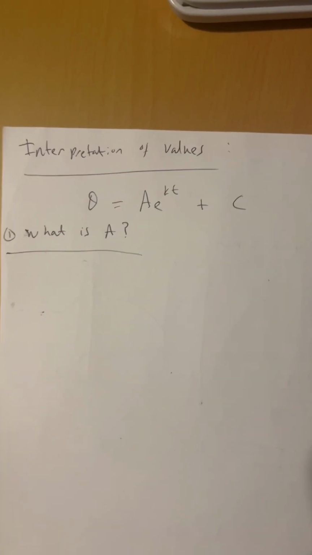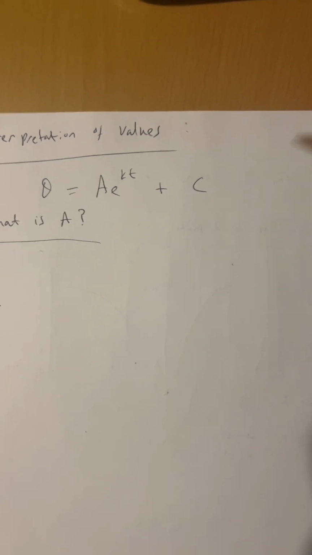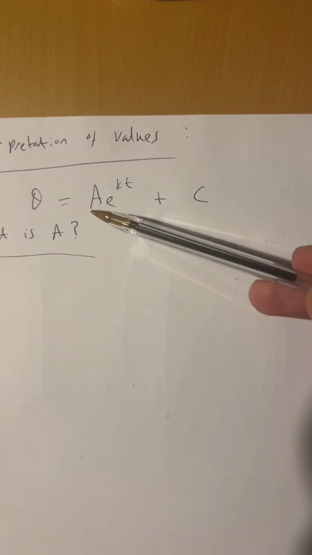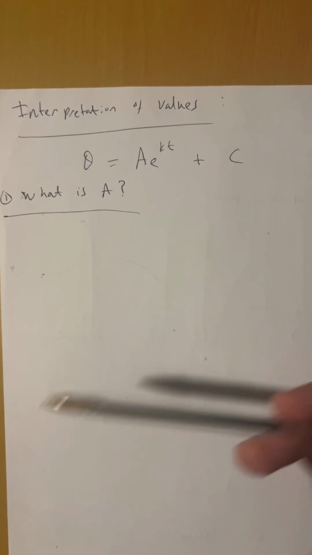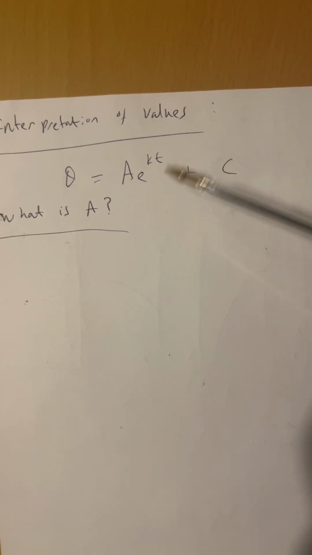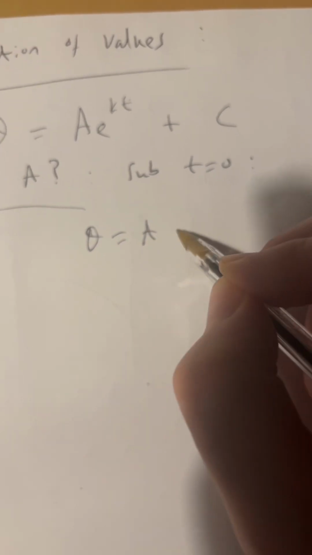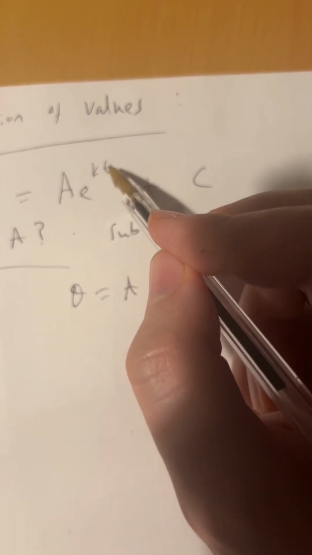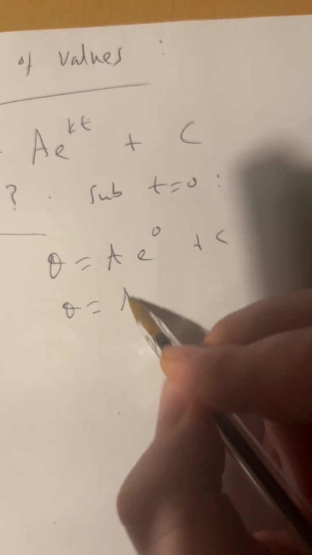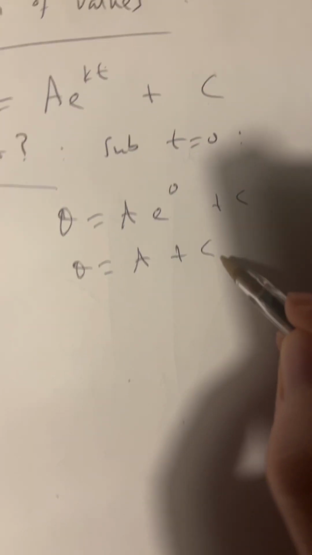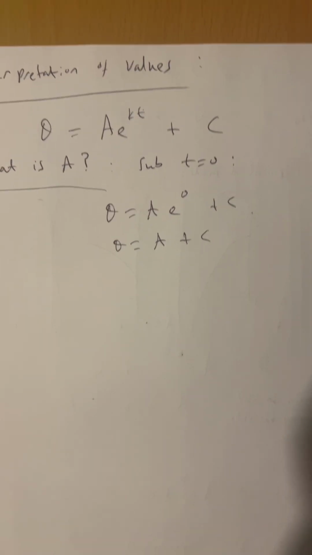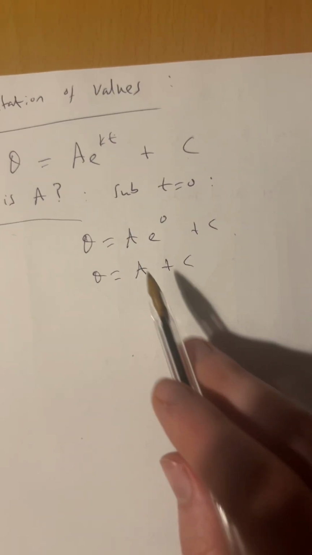So what exam boards like to do is they like to ask you for the interpretation of these constants. So again, we've got 3 constants, A, K, and C. So what is the interpretation of A, for example? Well, the way to think about this, if we just plug in time equals 0, so t equals 0. So if we sub in 0, we get theta is equal to A e to the power of 0, 0 times anything is 0, plus C. So what we get is theta is equal to A, e to the power of 0 is 1, okay, 1 times A, plus C. So what we have discovered here is that the initial temperature when time is 0 is A plus C.